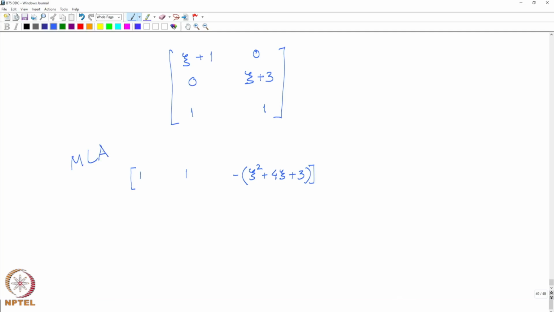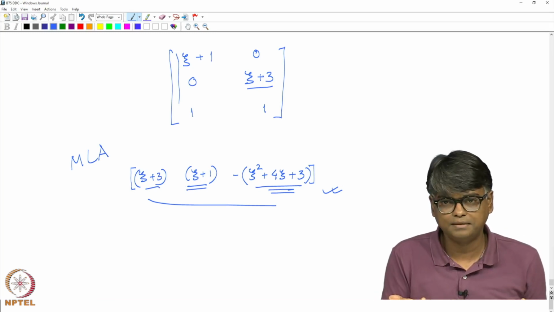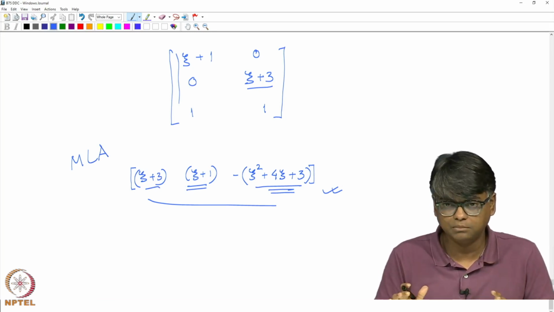Oh, sorry, my bad. I made a silly mistake. This is going to be xi plus 3 and this is going to be xi plus 1, right. Yeah, now it is fine. You can easily check the first product: this with this will be xi plus 3 times xi plus 1, which is this polynomial, so with a minus sign it will go to 0. For the second column, this plus this is once again this polynomial, with a minus sign it will go to 0. So this is my maximal left annihilator. There are no common factors, so this is the maximal left annihilator.